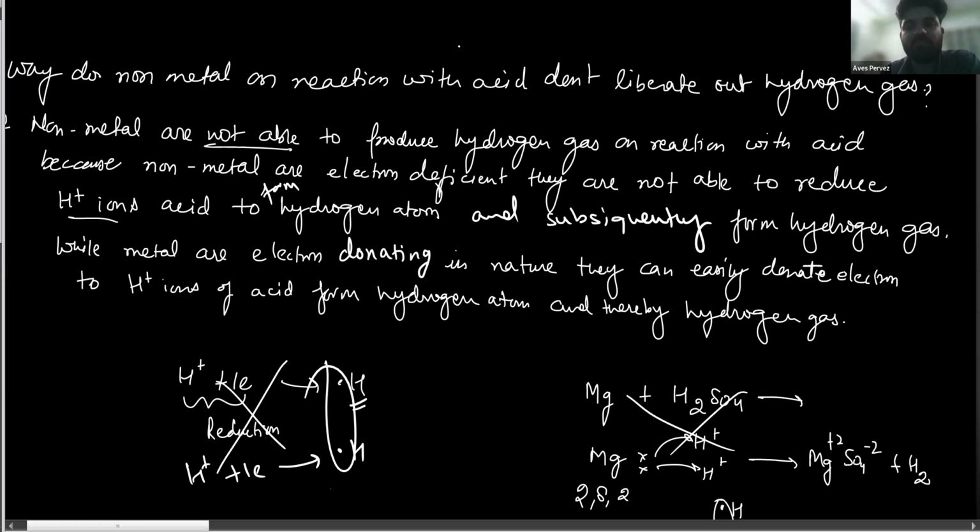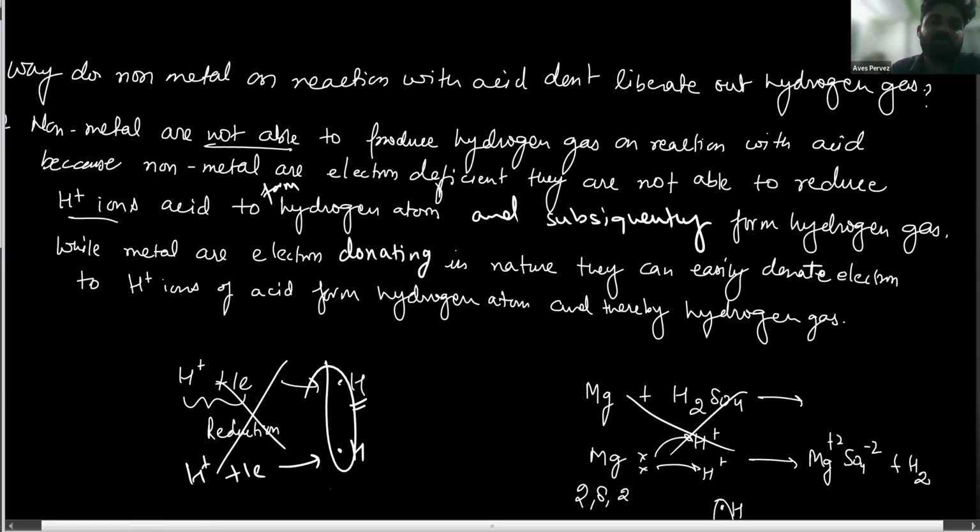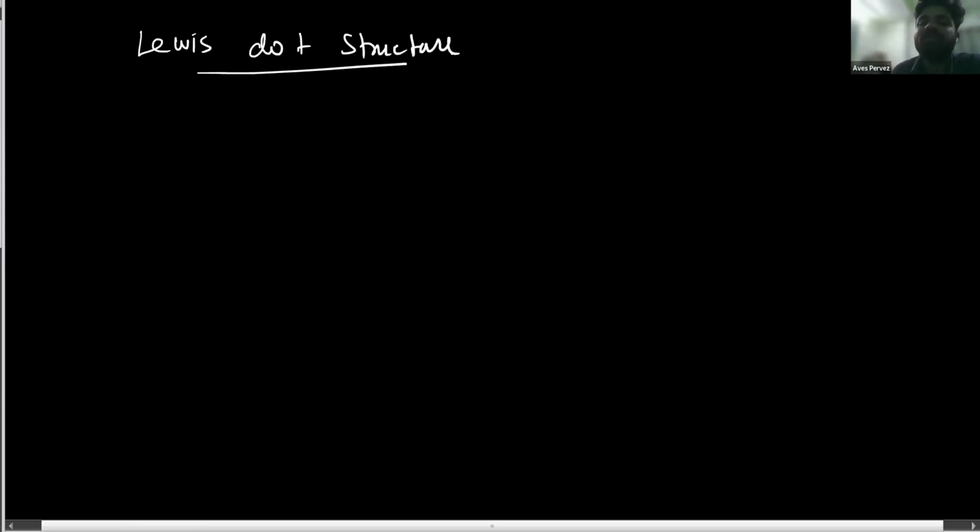Yes, sir, okay. So let's move to the next part of this chapter that we're going to discuss, the Lewis dot structure. Is it spelled LEWIS or LOUIS? It is Lewis. Okay, Lewis dot structure. So actually, what is Lewis dot structure?